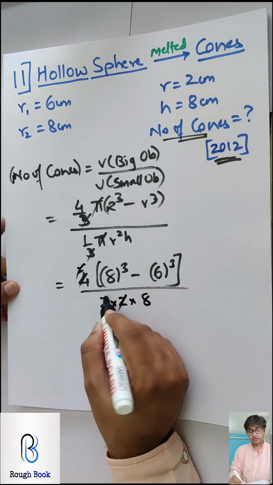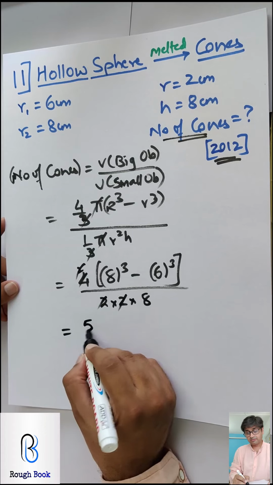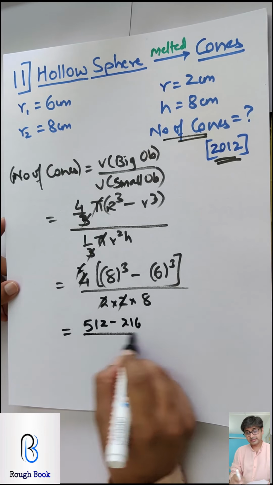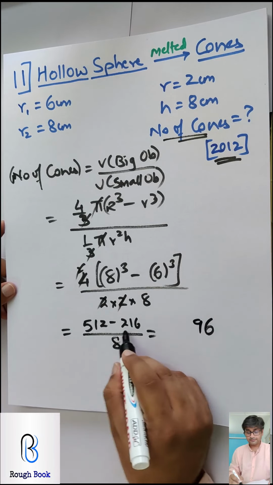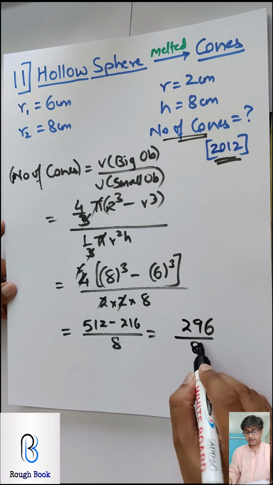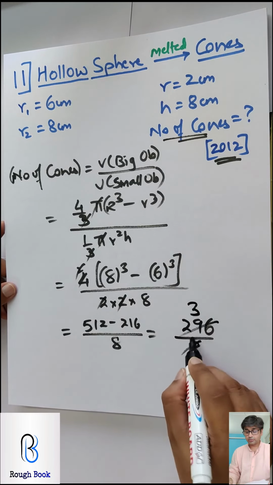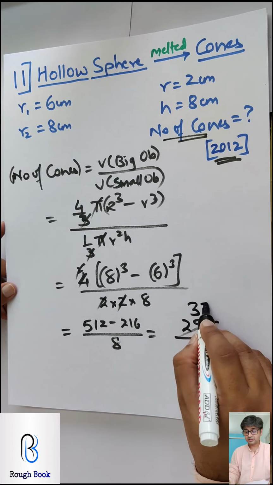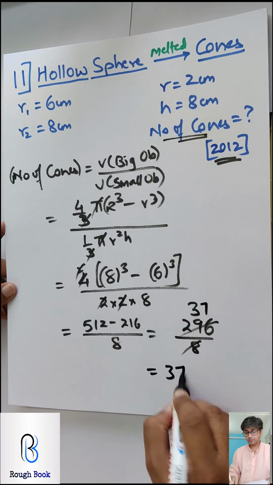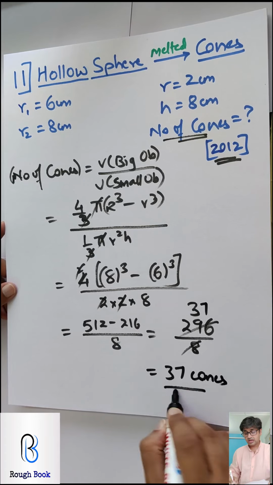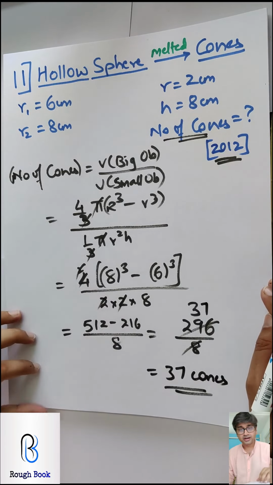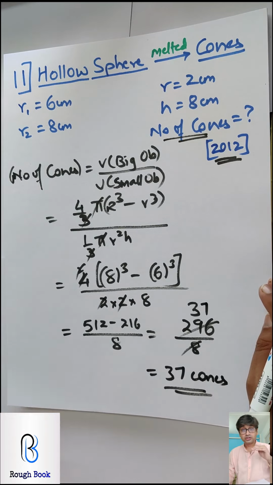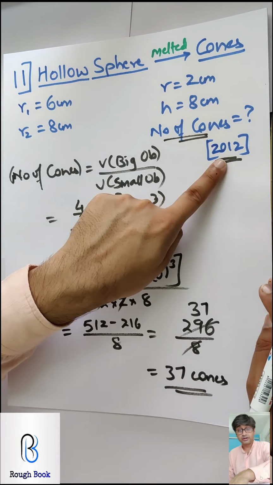So 2 1s are 2, 2 2s are 2, 2 cancels. This is going to be 512 minus 216 upon 8. So the difference I will get is 296 by 8. So 8 3s are 24, 56, so 7. So my answer should be 37 cones. How many got the same answer? Absolutely correct. Brilliant job. Keep it up. So that means you are ready for the boards now.